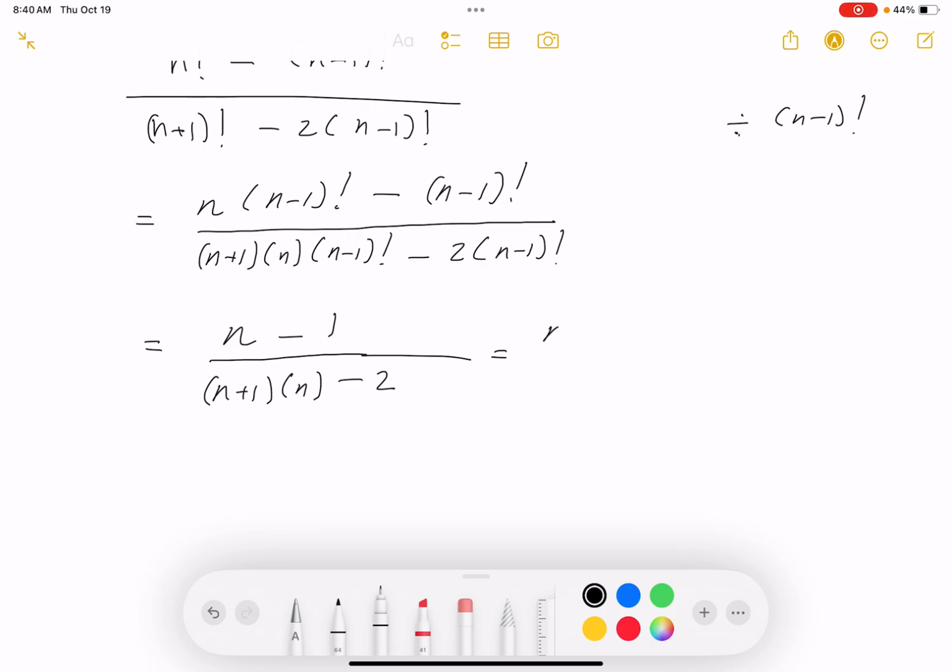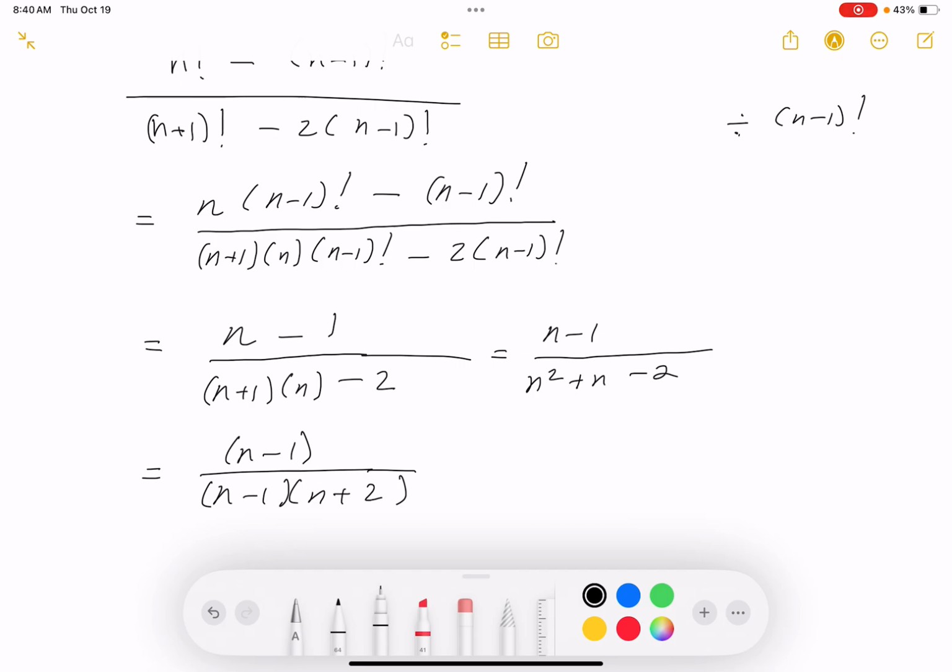And what does this look like to me? It looks like n minus 1 on top. And on the bottom, you get n squared plus n minus 2. I'm going to try to factor that. This equals n minus 1 on top, factored. On the bottom, it looks like n minus 1 times n plus 2. Let me just see if that's true. You get n squared, minus 1 plus 2 is 1, and yes, you get minus 2.